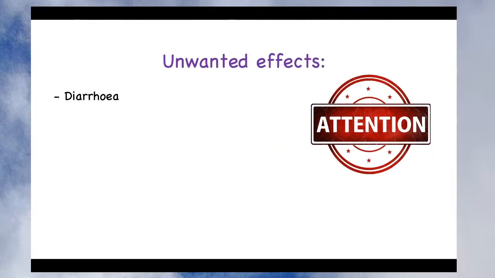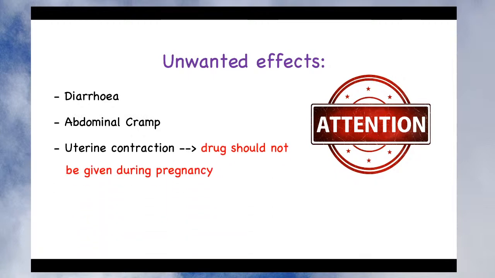Let's see the unwanted effects. The first unwanted effect is diarrhea. Although this drug helps protect your stomach from ulcer formation, it produces diarrhea, which is one of the problems. It also produces abdominal cramps and uterine contraction. On smooth muscle it produces contraction, which is responsible for cramps in the abdomen due to contraction of intestinal smooth muscle, and in the uterus it produces uterine contraction.